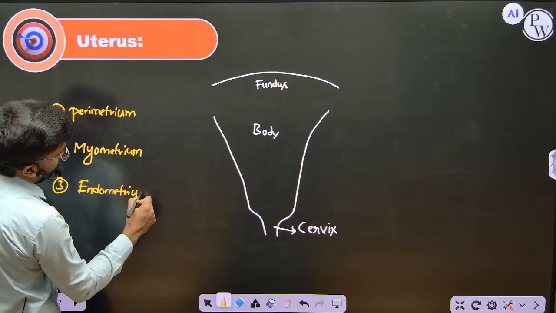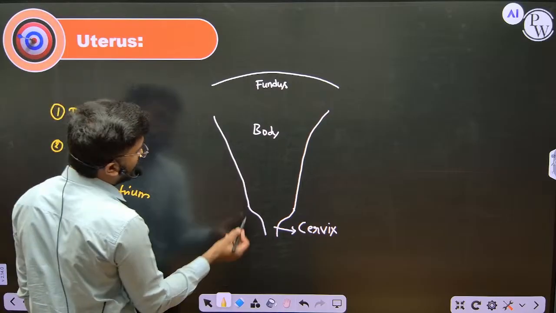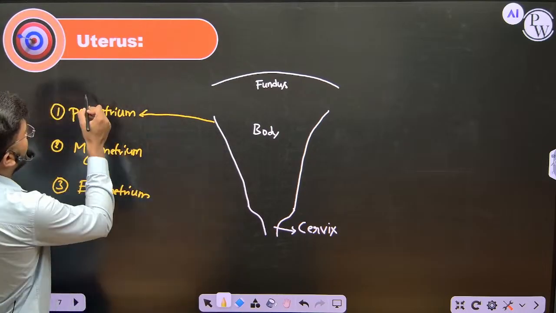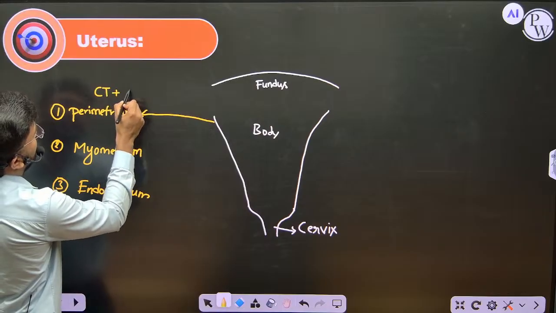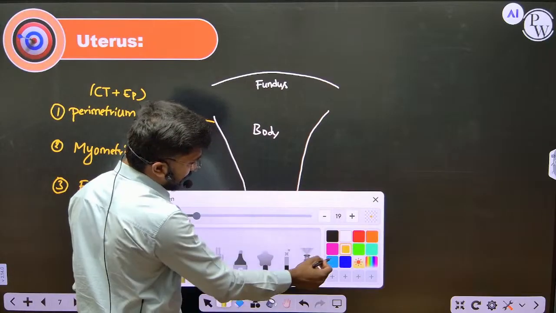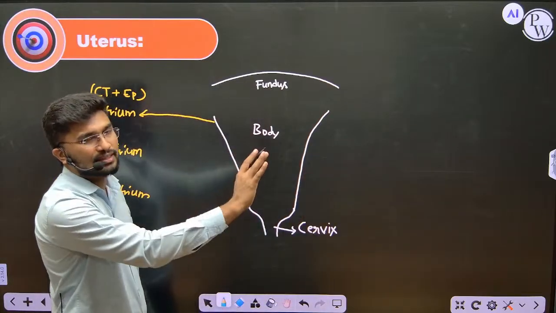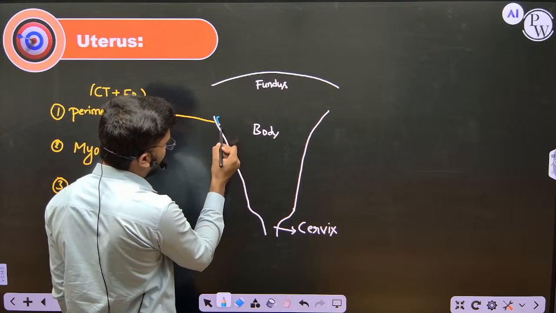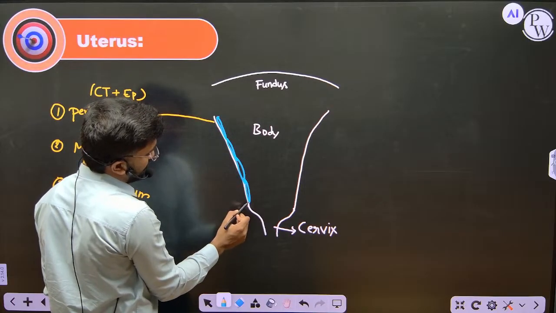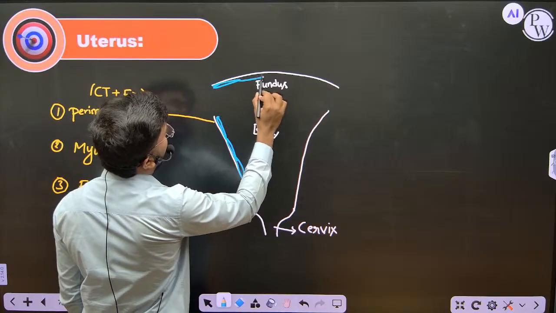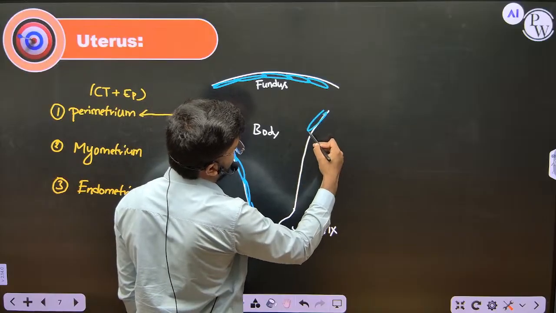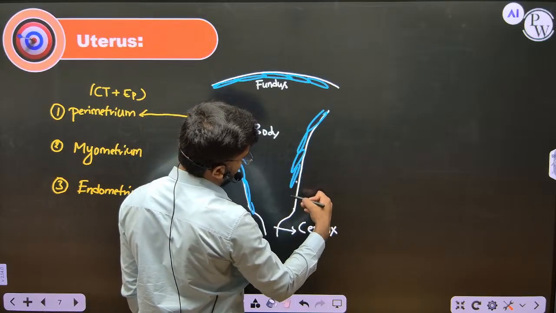Endometrium. If I am speaking about the outer layer, this is the outer layer. It is made up of connective tissue and epithelial tissue. Connective tissue plus epithelial tissue is present in the perimetrium. Now the second layer. Let me draw here. If you take a section of the uterus, it will look like this. The second layer has smooth muscles like this. We already studied that involuntary organs are normally made up of smooth muscles. So here smooth muscles are present.